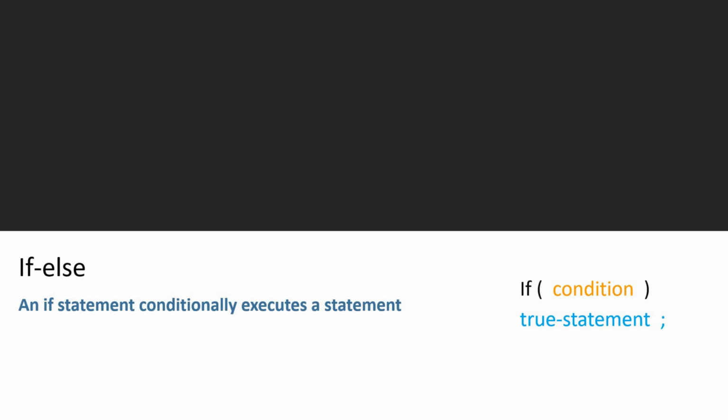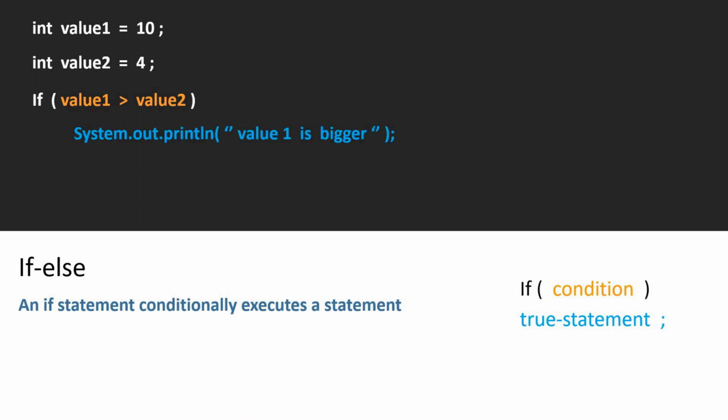Looking at some code here, we've got two variables declared, value 1 with a value of 10, value 2 with a value of 4. If I want to check to see if value 1 is greater than value 2, again I use the if keyword, placing my condition within parentheses, and then provide the statement that I want to run if the condition is true. So in this case we would print out value 1 is bigger.